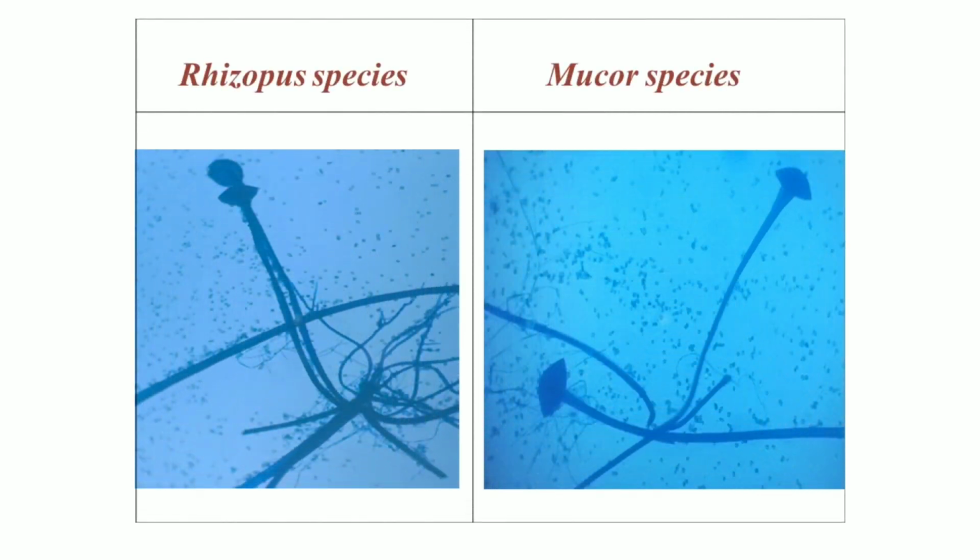Let's see the difference between Rhizopus and Mucor. Colony morphology of both Mucor and Rhizopus are same. The only difference to differentiate Rhizopus from Mucor is presence of rhizoids in the Rhizopus, but it is absent in Mucor.